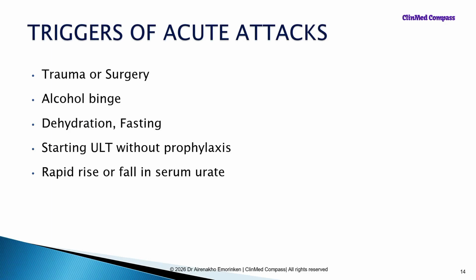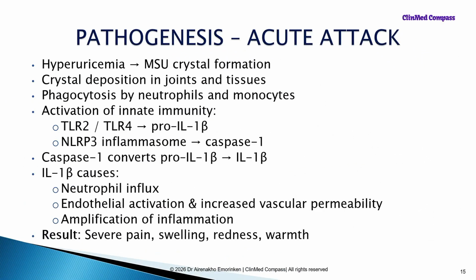Even in patients with chronic hyperuricemia, acute gout attacks often have identifiable triggers. Common precipitants include trauma, recent surgery, alcoholic binges, fasting, dehydration, starting urate-lowering therapy without prophylaxis, and rapid rise or fall in serum uric acid. The pathogenesis of acute attack of gout starts with hyperuricemia, leading to the formation of monosodium urate crystals. These crystals deposit in joints and in tissues.